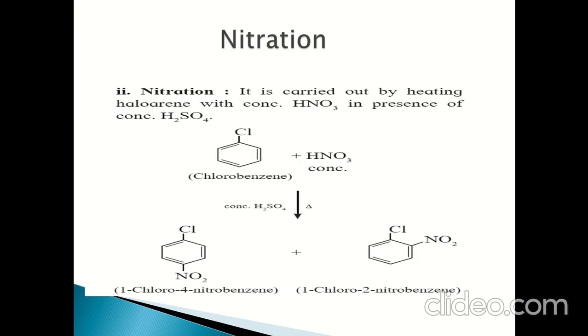Let's study nitration. Nitration is carried out by heating haloarene with concentrated nitric acid in the presence of concentrated sulfuric acid. Now in this example, chlorobenzene is treated with concentrated nitric acid in the presence of concentrated sulfuric acid. It gives two products. First is 1-chloro-4-nitrobenzene and second is 1-chloro-2-nitrobenzene. So the nitro group is obtained at the fourth position and at the second position along with chlorine.